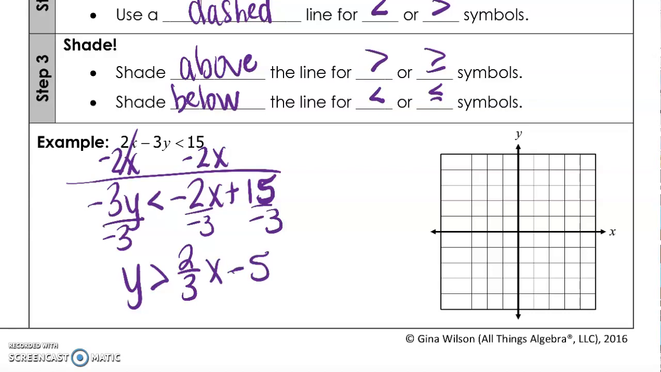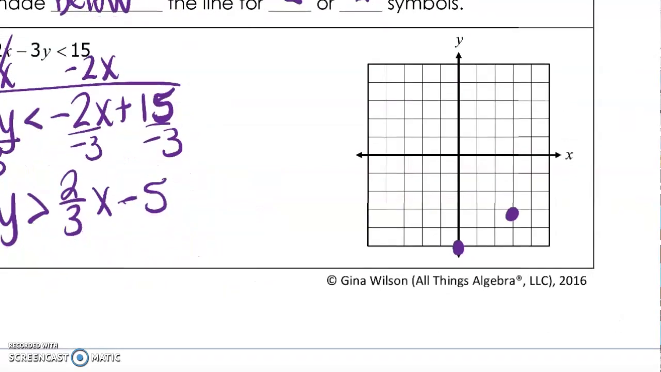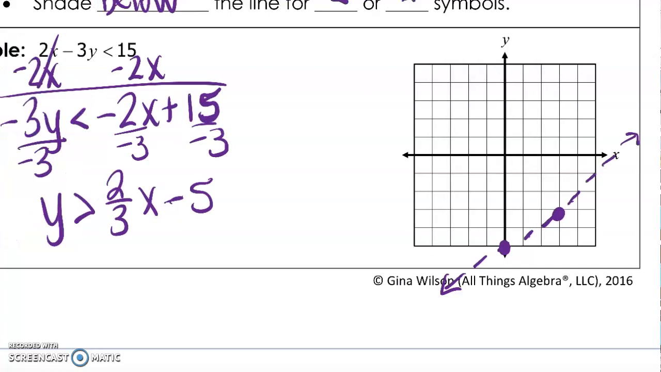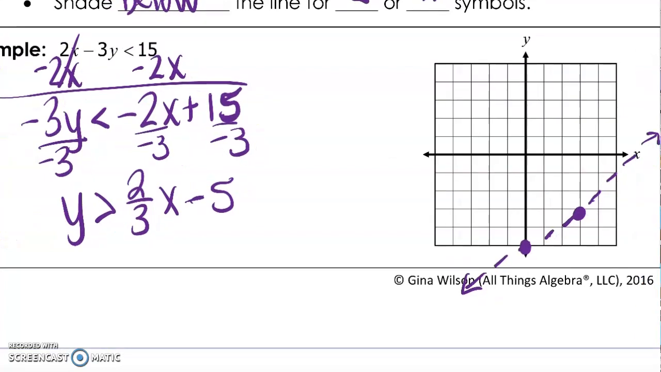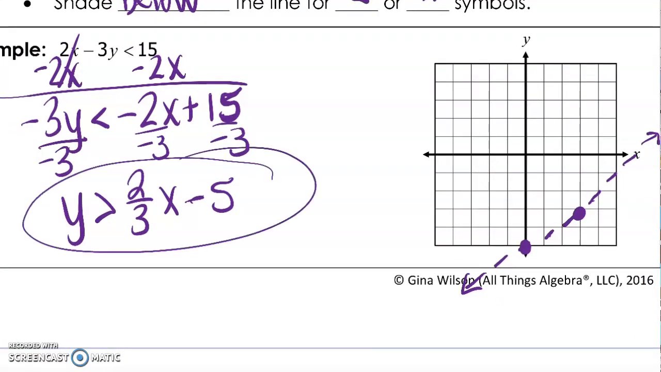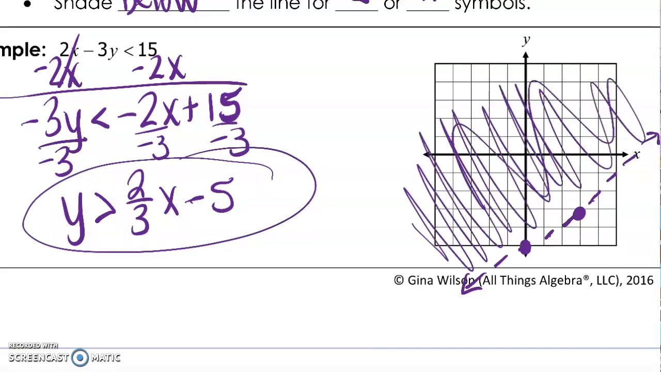So when I graph, I start by going down 5, up 2, right 3. Normally I would do that more than once, but that's all that will fit. Now, it's a strictly greater than, so I need to do this with a dashed line. This is easier to do with a ruler, but you need to show that there are breaks in your line. It is not a solid line. When you decide where to shade, you have to go off of the one that you solved. We flipped the sign so it became a greater than sign, so that means we have to shade above the line.